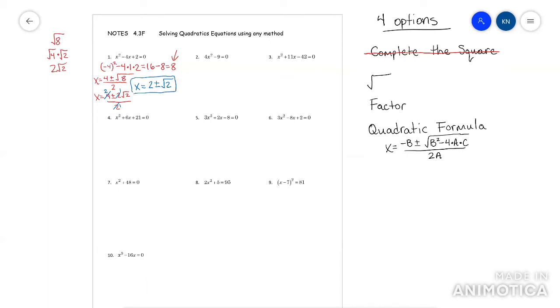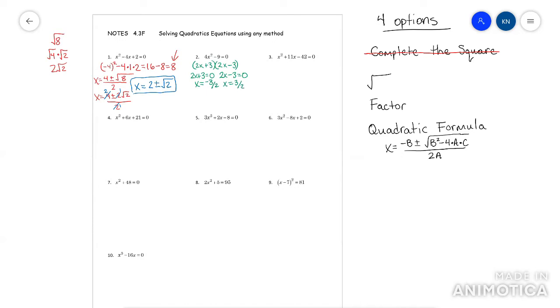Okay, let me show you another. This one right here, you need to realize that's a difference of squares. All these numbers are perfect squares, and it's a minus in the middle. It means you can factor this real easily, just like this. 2x plus 3, 2x minus 3. Now you can set these things equal to 0 and get your answers. That's probably how I would have done this one.